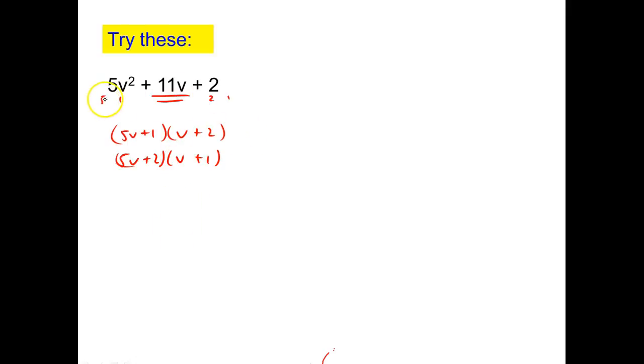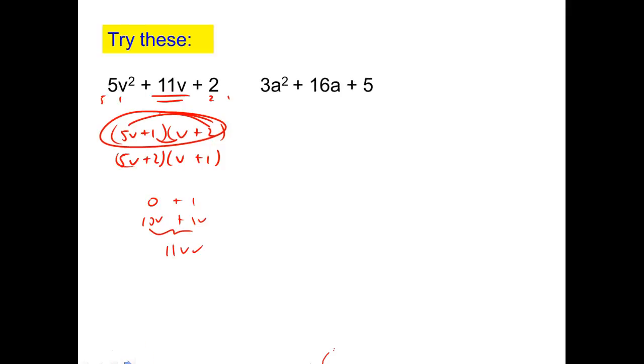Well, we want to multiply the 5 times the 2 because that gets us kind of close to 11. So in which case am I multiplying the 5 times the 2? That's this first case. My outside is 5v times 2, which is 10v, and my inside terms is 1v. Those combine to get me my 11v. So there's a little bit of guess and check involved in these. But if you're strategic about it, you can make choices that don't waste your time.